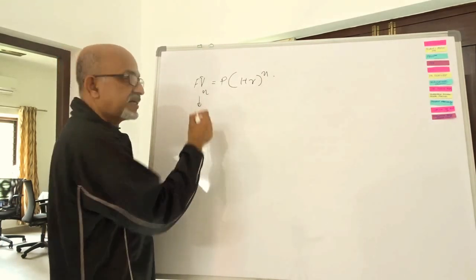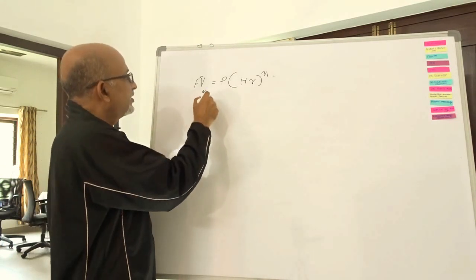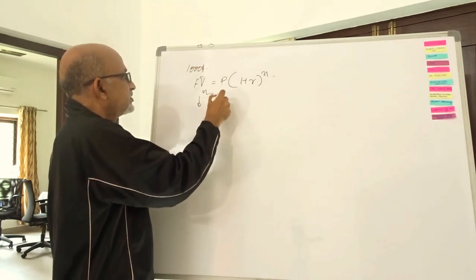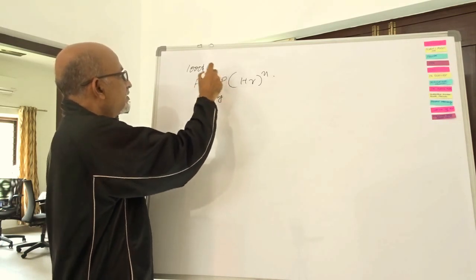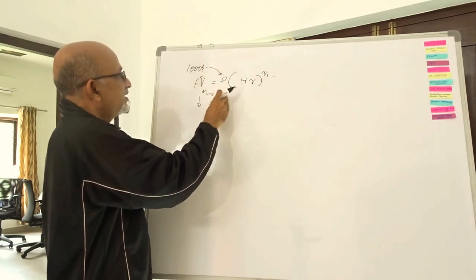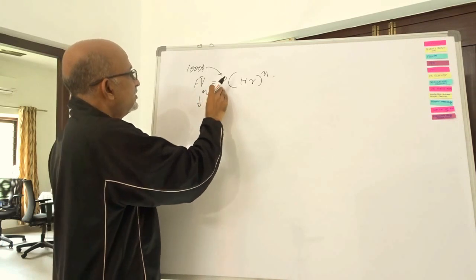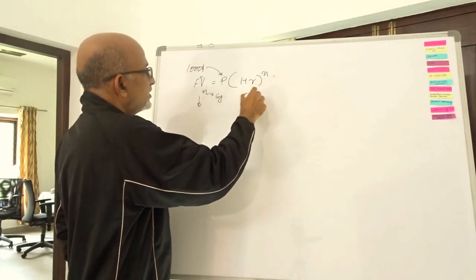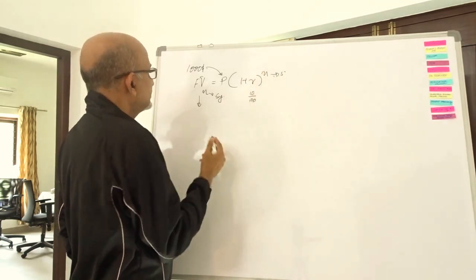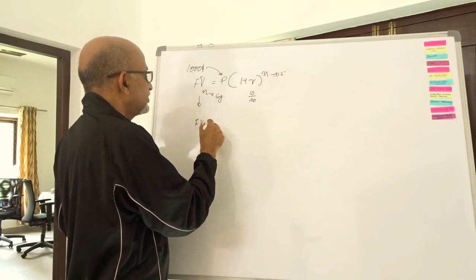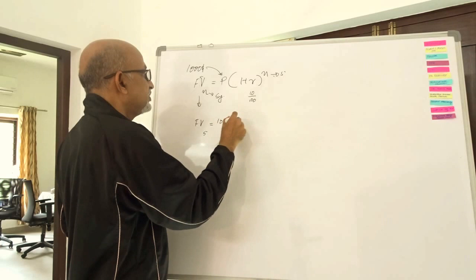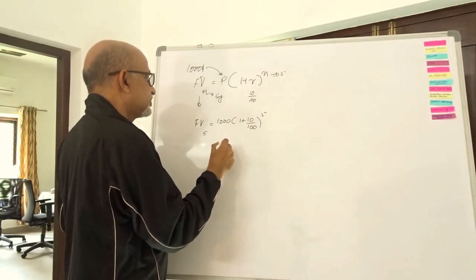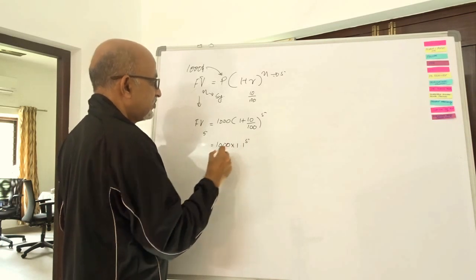Where future value is something which I am going to get after n years, where n is the number of years. Let's say I'm putting $1,000 in the bank for 5 years, and the amount I get after 5 years is equal to 1,000 into, if I'm getting 10% interest, let's say r is equal to 10 by 100, and n is again 5. So the future value after 5 years is equal to present value, that is 1,000, into 1 plus the rate of interest, 10 by 100, to the power of 5. So this is equal to 1,000 into 1.1 to the power of 5.